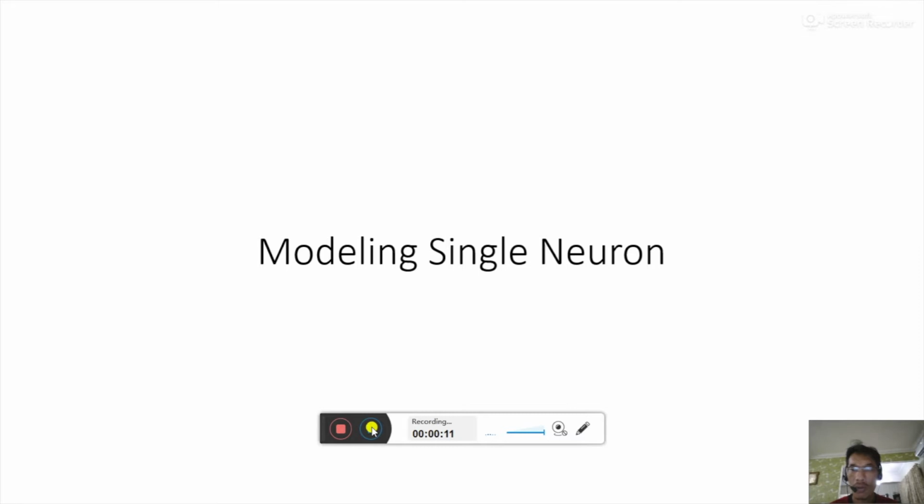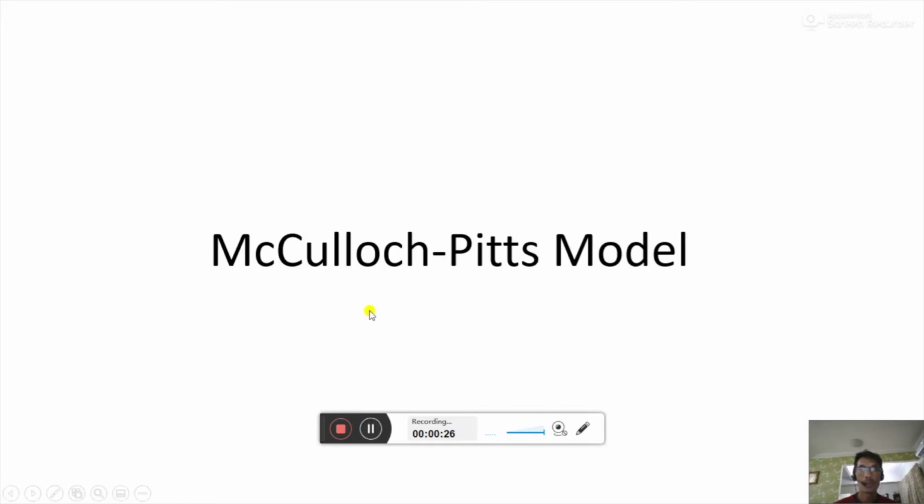So, modeling a single neuron, and we'll see how it is. Let's first look at what we call the McCulloch-Pitts model. The McCulloch-Pitts model is one of the famous models for the single neuron. It was established in 1957, a long time ago. Until now, it has been revised in depth and concluded to be a good way of representing the neuron.